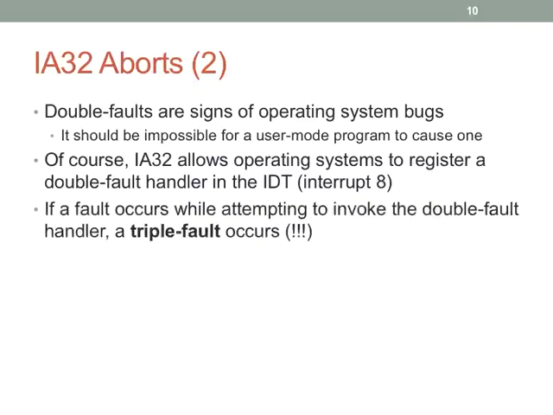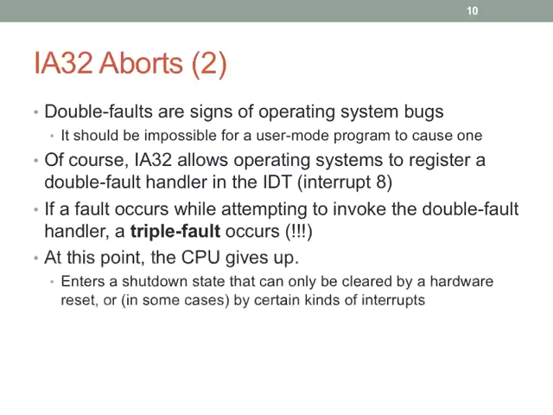Okay. Now, let's say that it tries to invoke the double fault handler, and that also generates a fault. Okay. Then you get a triple fault. And don't worry, we don't have quadruple faults and quintuple faults and so forth. Basically, the CPU gives up when we see a triple fault. Okay.